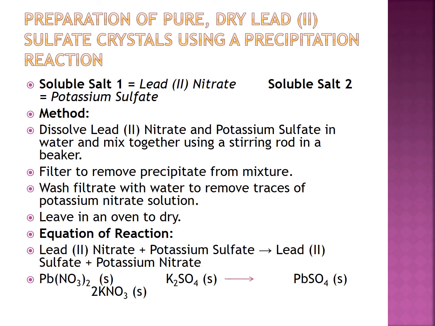Now let's discuss the example of preparation of pure dry lead 2 sulfate crystals using a precipitation reaction. The two soluble salts which are used are lead 2 nitrate and potassium sulfate.